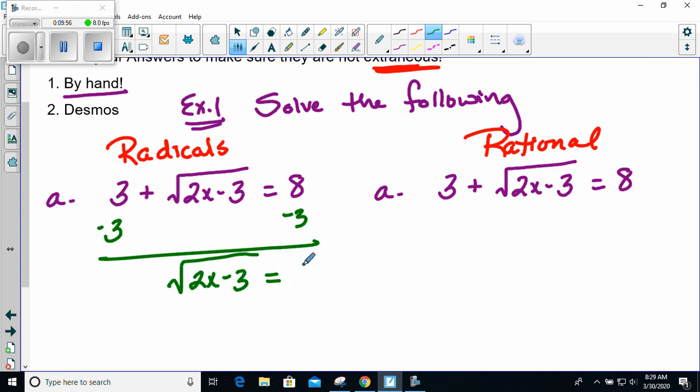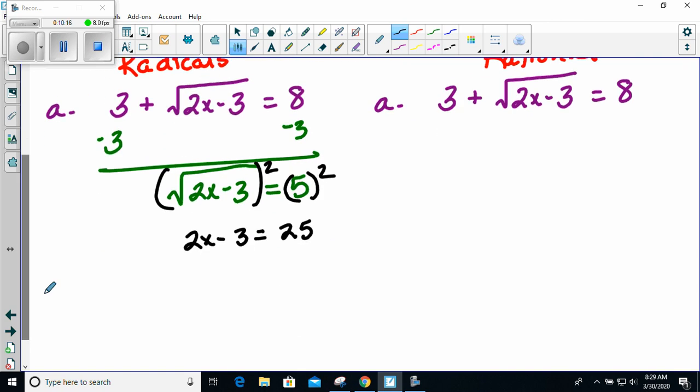Okay, I got the square root of 2x minus 3 is 5. We're going to square both sides. Squaring the square root gets rid of it. What we do to one side, we have to do to the other, a common rule that you were taught in middle school. So I'm left with 2x minus 3 equals 25. Now we just have a basic linear equation. We're going to add 3 to both sides. 2x is equal to 28. And then we have x equals 14.